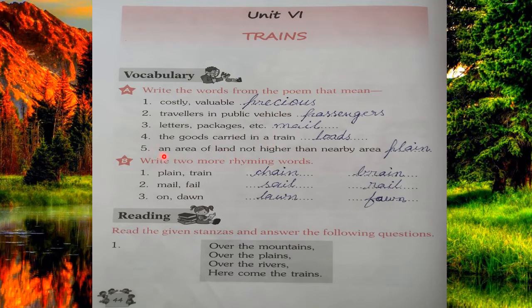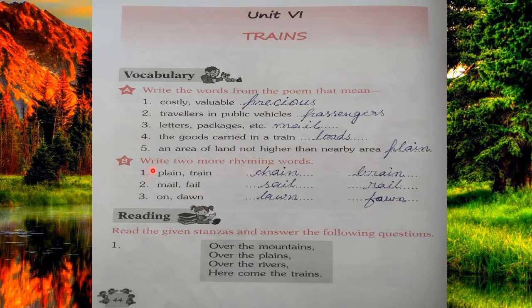Next is an area of land not higher than nearby area. It is the meaning of plain, P-L-A-I-N, plain. Plain means ground area, an area of land not higher than nearby area. Okay, so this is done.